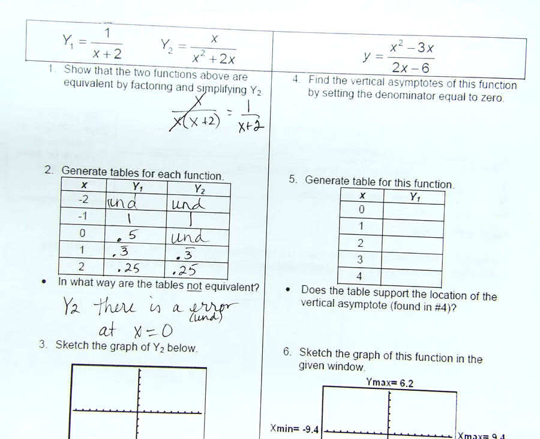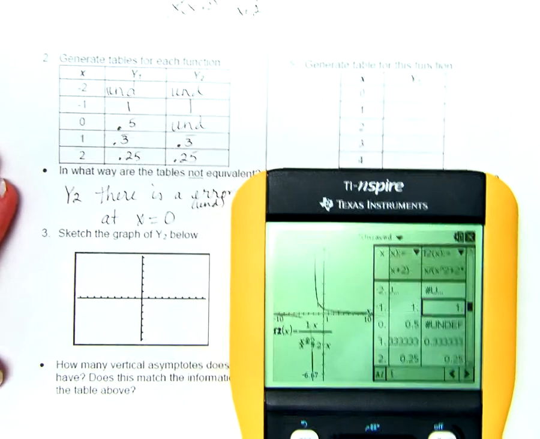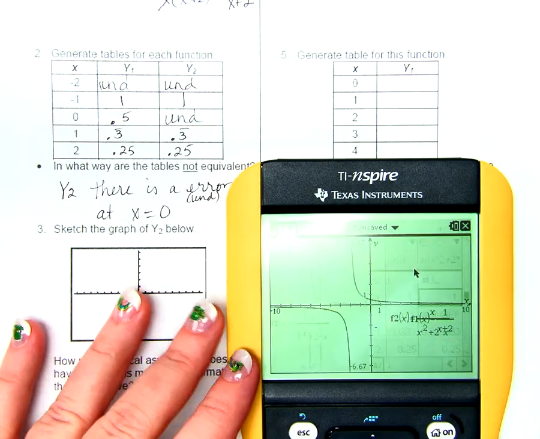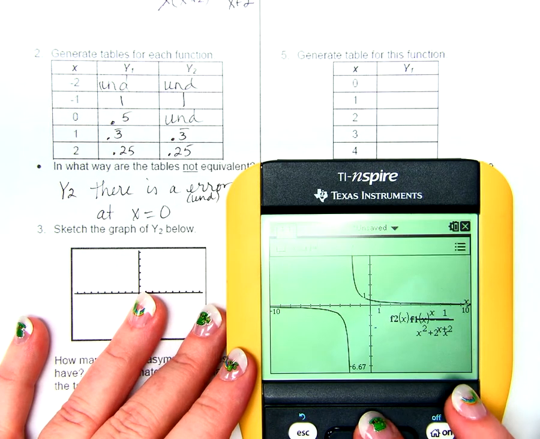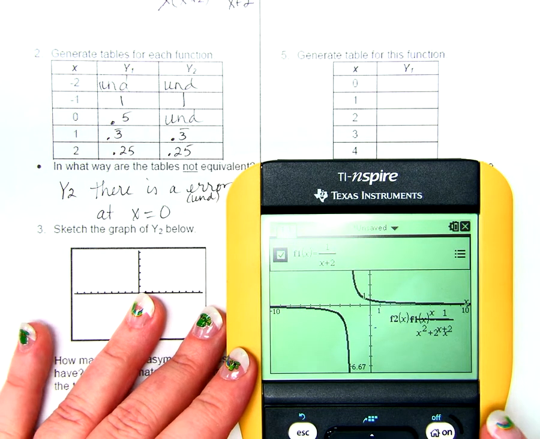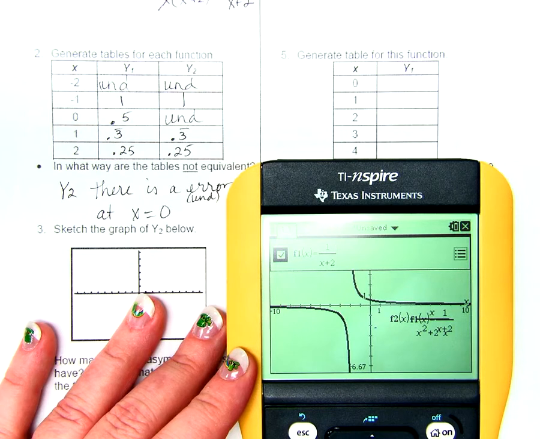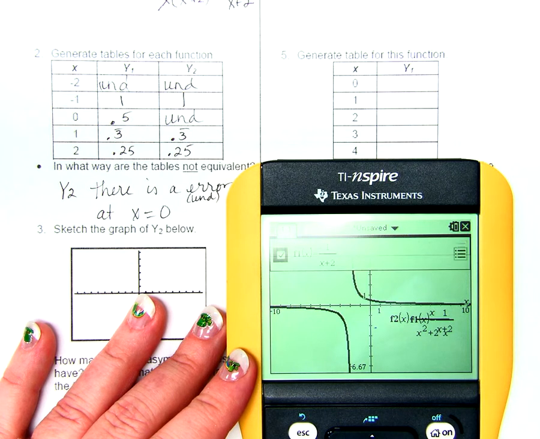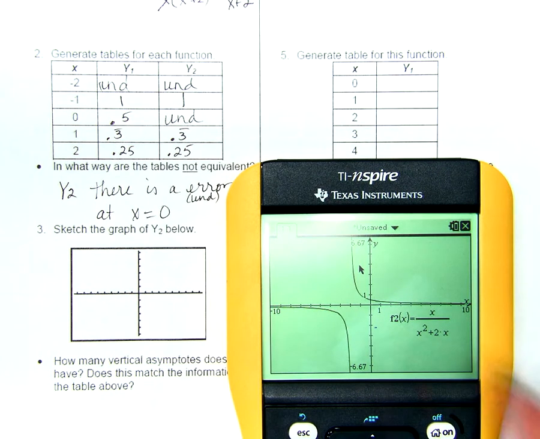Okay? So if we look at the graph of y sub 2, let me see if I can show you how to do this real quick. Control T, so get the table to go away. I don't want number 1 to be graphed. And there's a way to make that happen. I just don't know yet. I apologize. So we're just going to delete this one. Okay, so this is all I have right here.